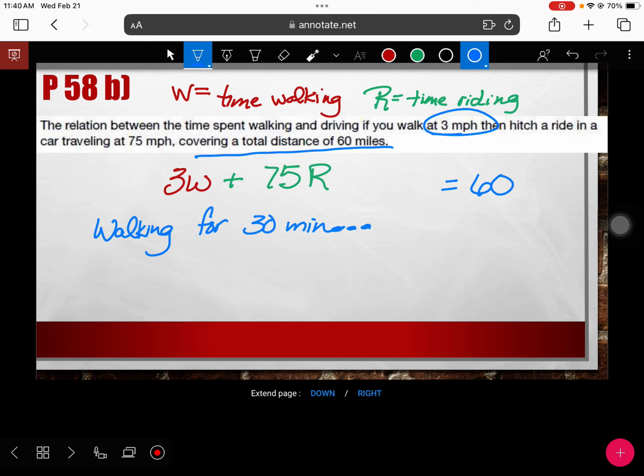Way to go, Miss Thady. Way to not follow directions. I know, right? So if I walk for 30 minutes, if this is what we call our constraint equation, saying this has to happen, this is what you're dealing with, could I just put 3 times 30 plus 75R equals 60? Why not?